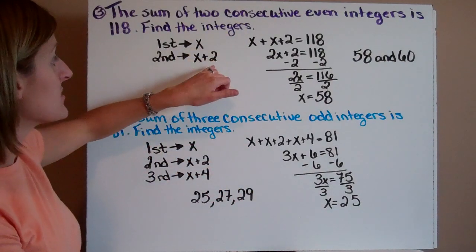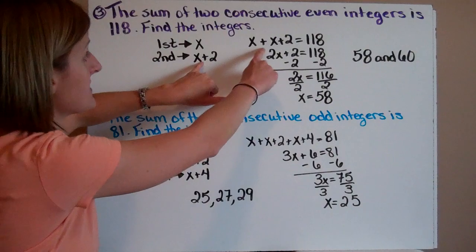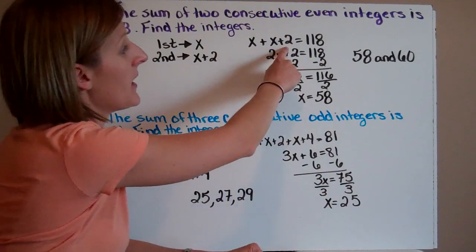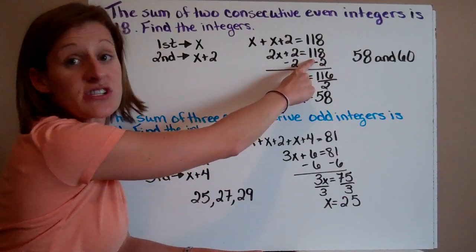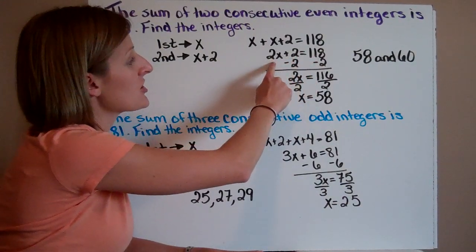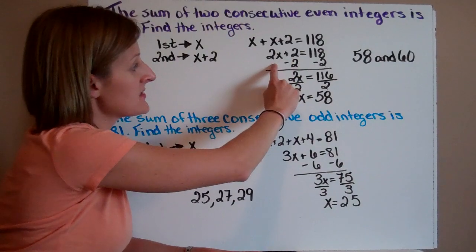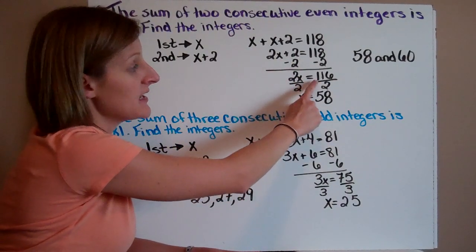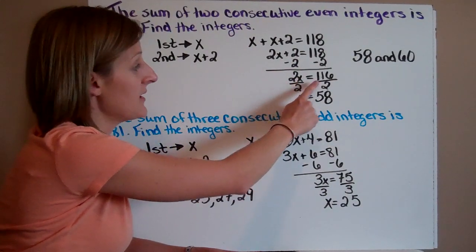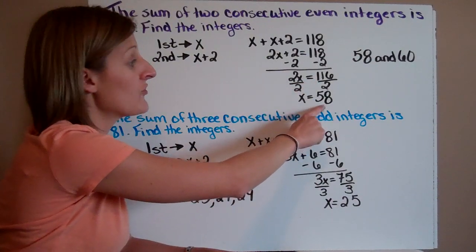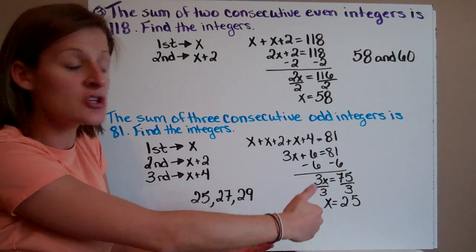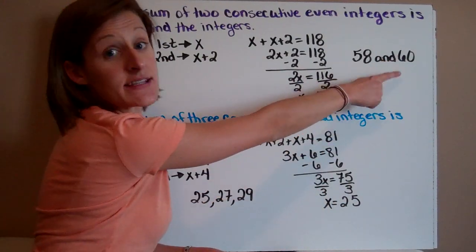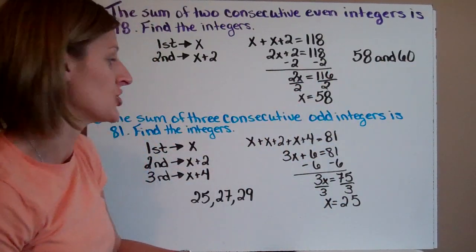So I add these two together, so I have x plus x plus 2. Combine like terms, you get 2x plus 2, and it's equaling their sum, which is 118. You're going to subtract 2 from both sides. Gives you 2x equals 116, and then divide by 2 on both sides to get your first integer of 58. Notice it's consecutive even integers, so I add 2 to 58 and get 60 for my second integer.